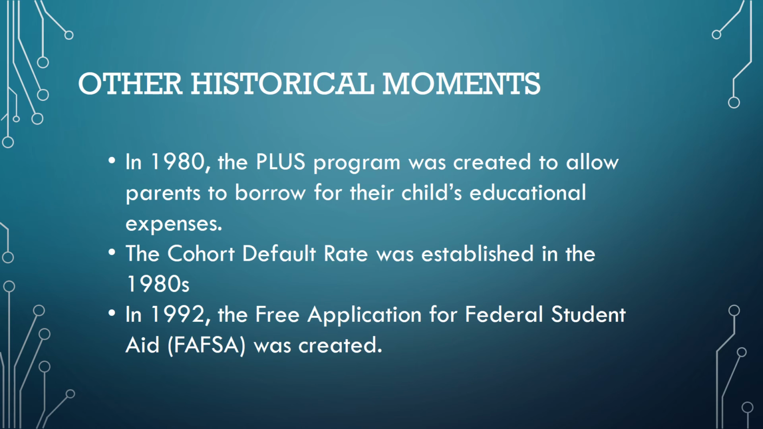As for the cohort default rate, this was established in the 1980s. This is particularly important for the federal student loan program because it held institutions accountable for the number of students who defaulted on their student loans. Essentially, if an institution had too many students who were defaulting on their student loans, the institution was at risk for completely losing their federal funding.